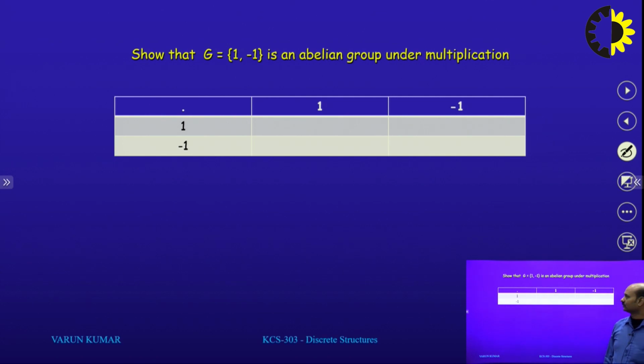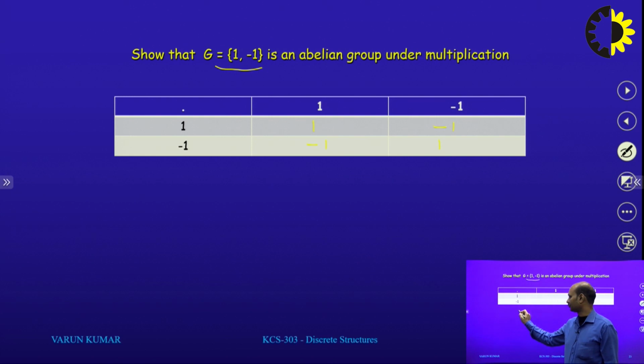To show that this particular group, that is {1, -1}, is an abelian group under multiplication, we write here the multiplication: 1 dot 1 becomes 1, then 1 dot -1 becomes -1, and -1 dot 1 is -1, and -1 dot -1 is +1. Okay, is it closed? All elements belong to this particular group, so we can say that it is closed.